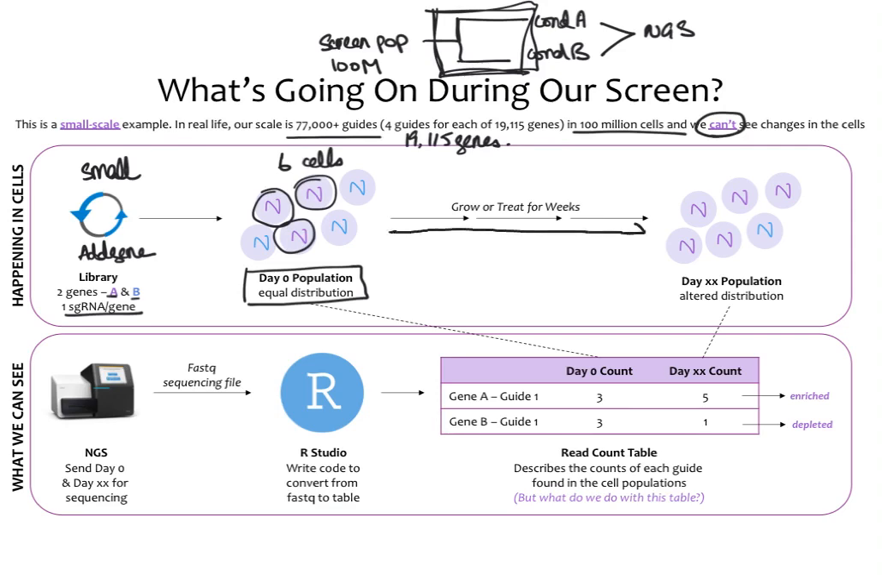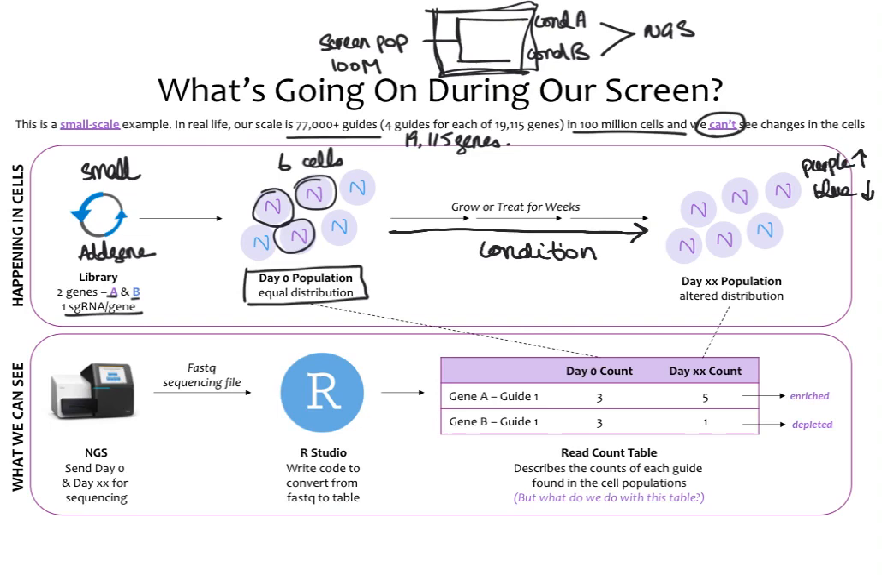So we're just going to treat the cells for a few weeks or grow them or do whatever. You know, we're going to expose them to some condition that we're interested in. And at the end of it, we're going to have an altered distribution. So some of the guides are going to make modifications that allow the cells to grow really well. And some of the guides are going to result in cell death. So here we can see that our purple guide went up a ton, but our blue guide went down. So this is what's going on in the screen.